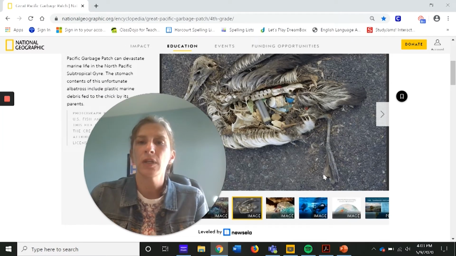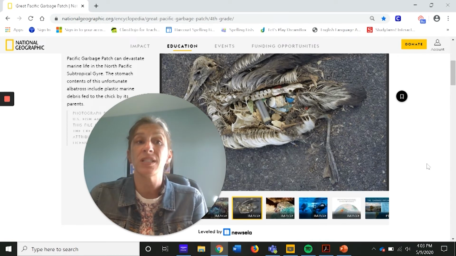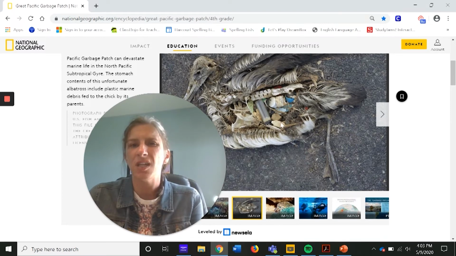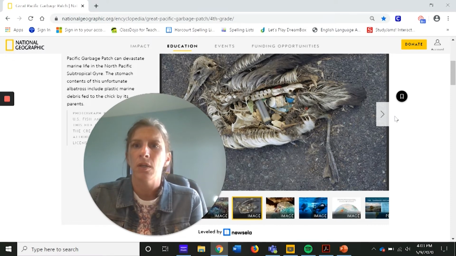Now we're ready to take a look at the photos that show us some additional things about this article. So Pacific Garbage Patch can devastate marine life in the North Pacific subtropical gyre. The stomach contents of this unfortunate albatross include plastic marine debris fed to the chick by its parents. And you can see all the things that it's eaten once it's died, and you think, gosh, how harmful is that to that bird?